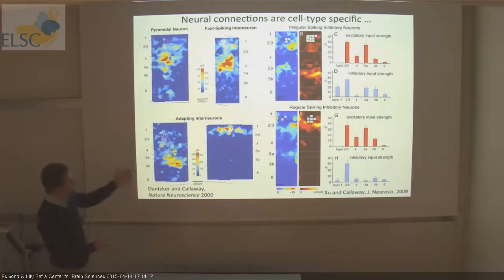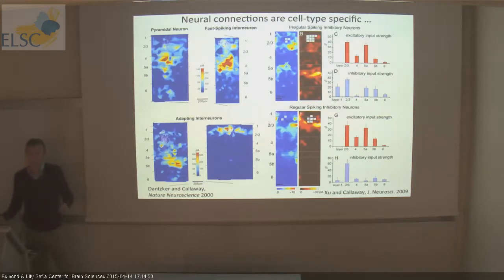Now later we recorded from many more cell types that we could identify in transgenic mice, but what I wanted to illustrate here is that this is true not only of excitatory connections, but also of inhibitory connections. Here are examples from 2 of the 9 or 10 cell types that we recorded from in this paper. By changing the holding potential of the cell, you can measure inhibitory or excitatory currents. Here are 2 different cell types that receive similar patterns of excitatory input, and on the right are the patterns of inhibitory input. You can see that this cell type doesn't receive much inhibition from the deeper layers that this cell type does. So inhibitory connections can also be cell type specific.